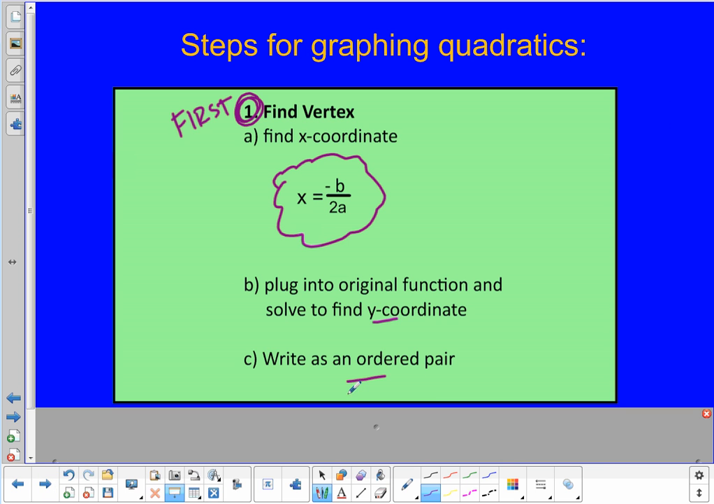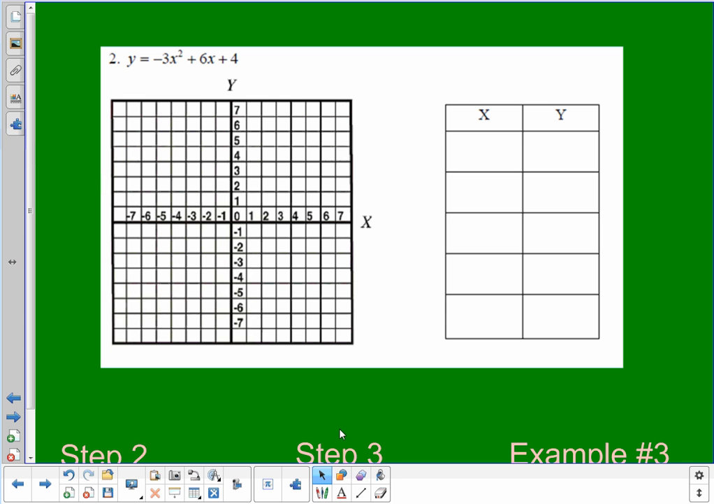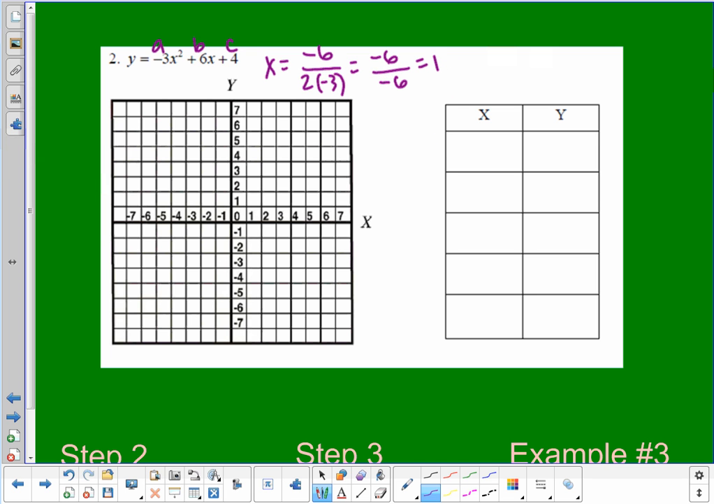So I want you to flip in your notes to example 2, and we're just going to practice finding the vertex in problem 2. So in problem 2, I have an a value of -3, I have a b value of 6, and I have a c value of 4. So I'm going to start by finding the vertex. I have x is equal to the opposite of b, -6, over 2 times a, which is -3. That's -6 divided by -6, which is 1. So that's my x value.